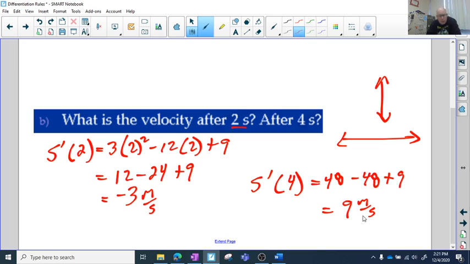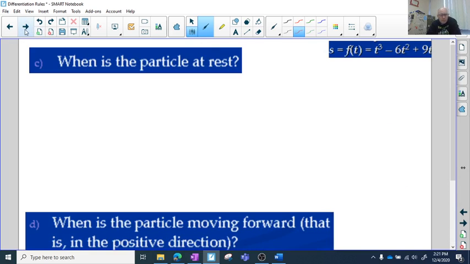Now, this leads us to something interesting that must have happened, because at 2 seconds, it was headed in the negative direction. At 4 seconds, it's now traveling in the positive direction. So here's what I do know. I know that sometime between 2 and 4 seconds, this object changed directions from negative direction to positive direction. That's kind of a segue into where we're going next.